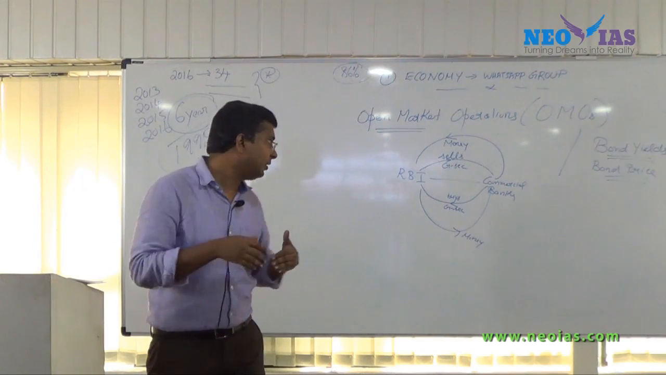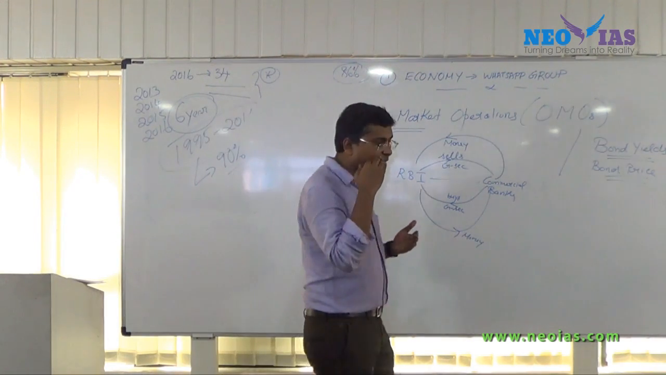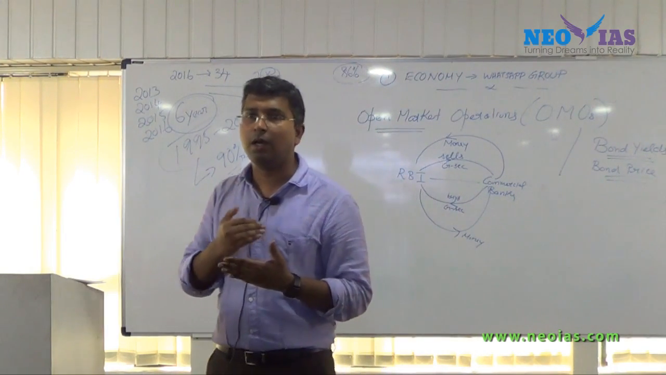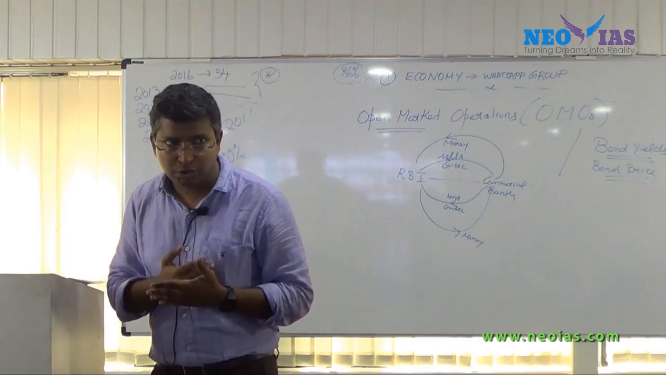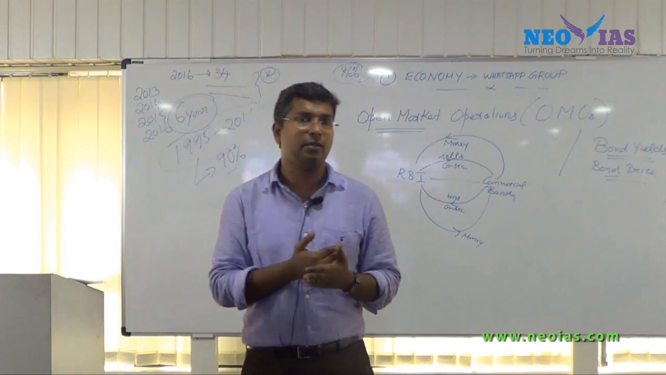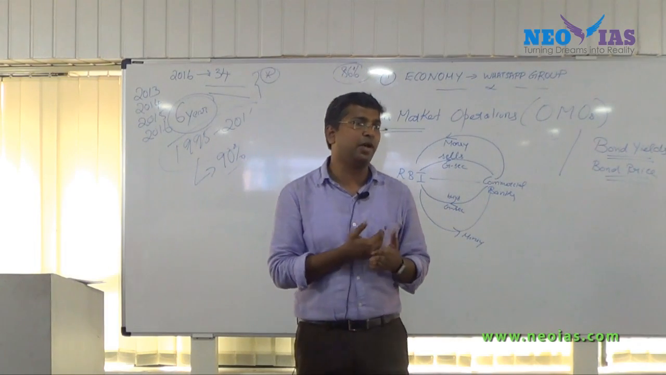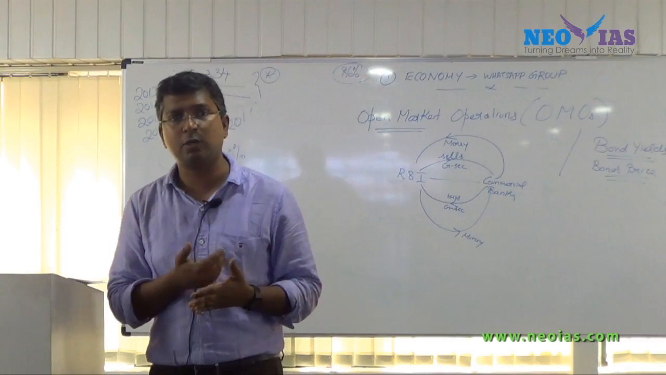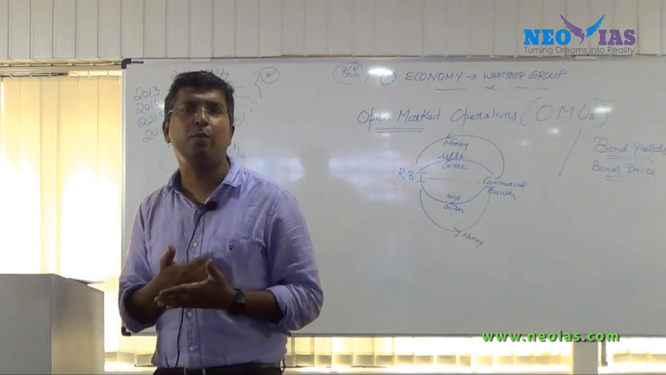Okay, now come back. So we have discussed two core tools used by the central bank to control money supply. One is bank rate, second is open market operation. Everything is there in your material, just go home and read it.